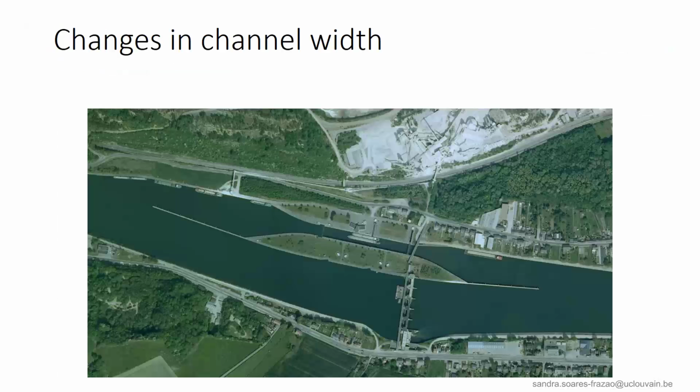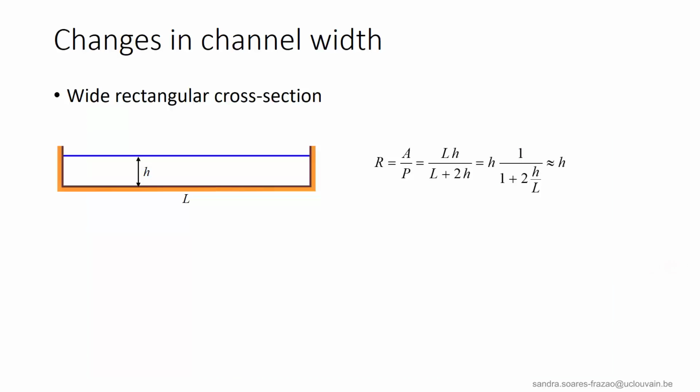Channels, and of course also natural rivers, are not always prismatic. They can present progressive widening and narrowing, as illustrated here, for example, with the gate of this dam aimed at regulating the water level and the navigation lock that allows the vessels to navigate through this system.